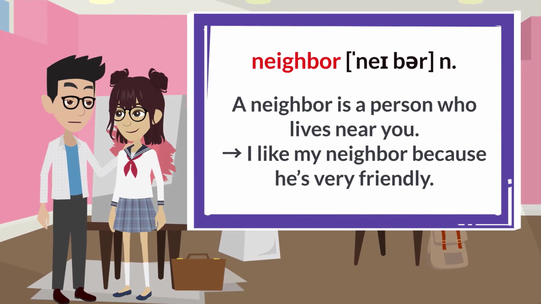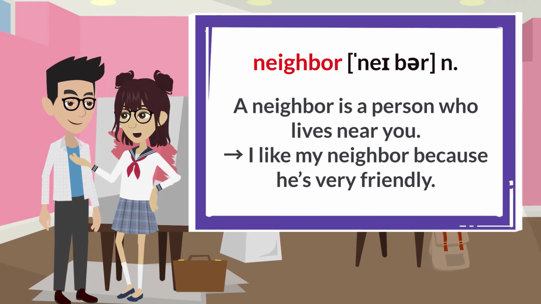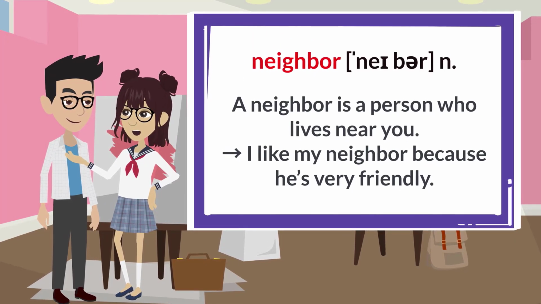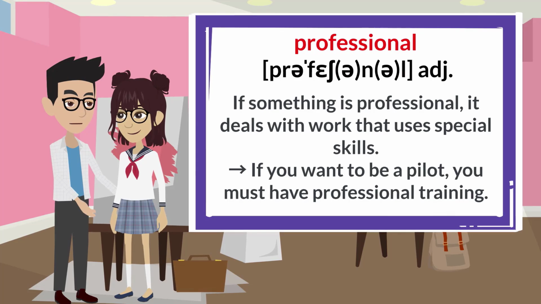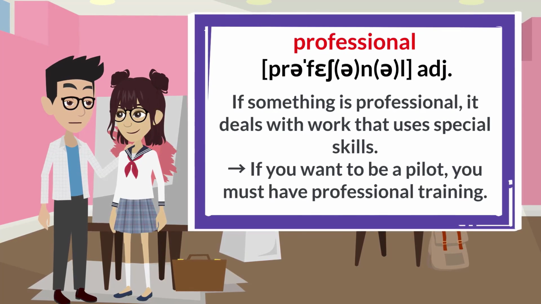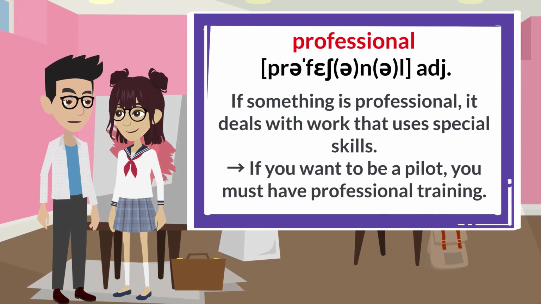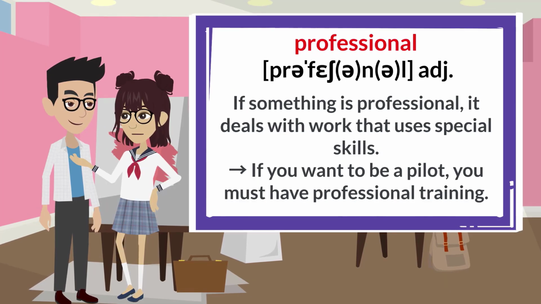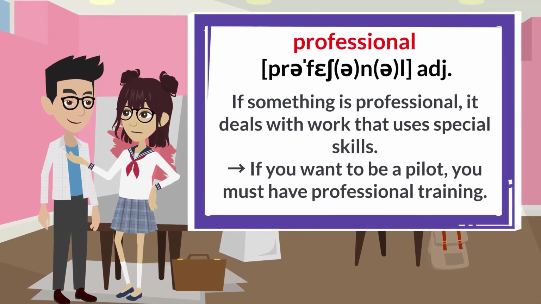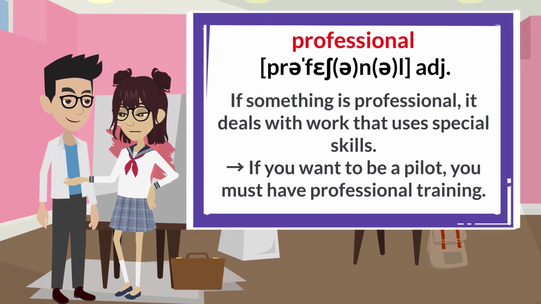A neighbor is a person who lives near you. I like my neighbor because he's very friendly. Professional. If something is professional, it deals with work that uses special skills. If you want to be a pilot, you must have professional training.